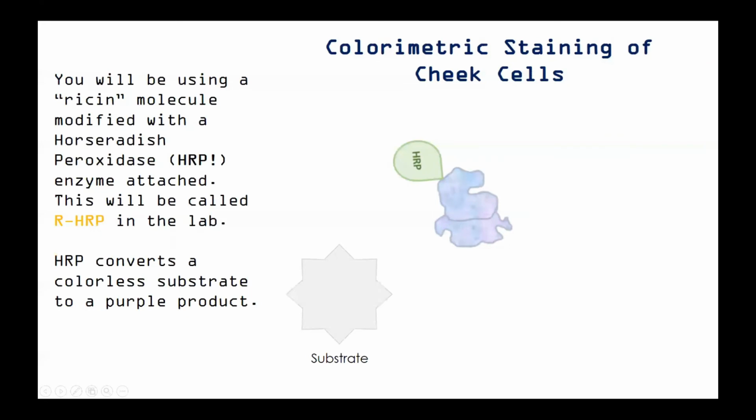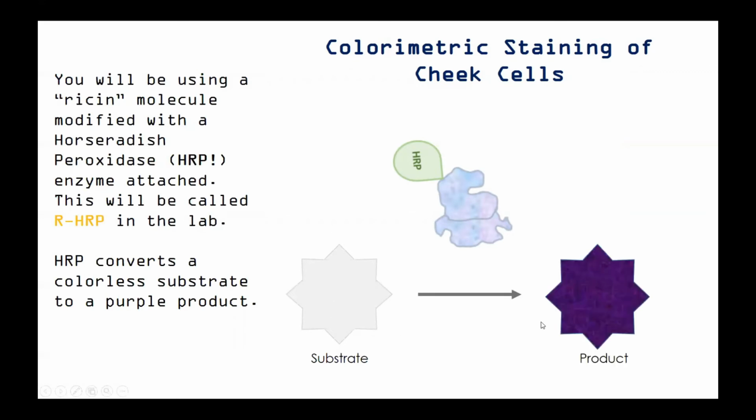So horseradish peroxidase is useful because you can give it a special substrate and it will convert it to a purple product. This purple product makes it a lot easier to see what's going on with the cells. It will also allow us to see where exactly our ricin mimic is hanging out.